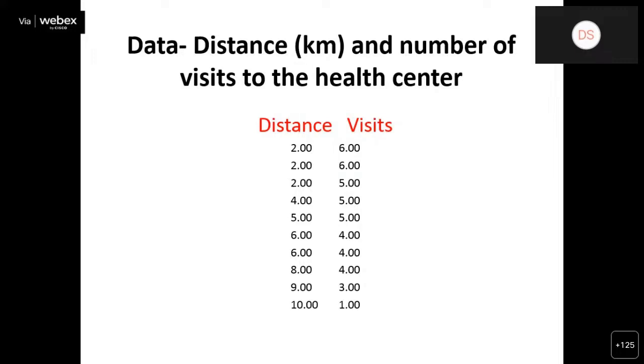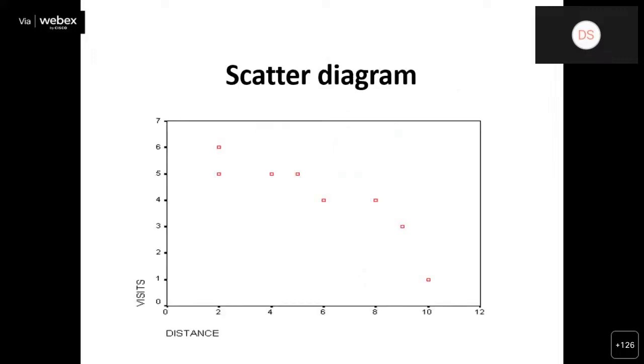And the last patient stayed 10 kilometers from the center, and she made only 1 kilometer. But the question here is, what is the relationship? When the distance increases, what will happen to the number of visits? It is not exactly a mathematical way, but overall, when you plot this data, with distance on the x-axis and the number of visits on the y-axis, you can see a decreasing trend.